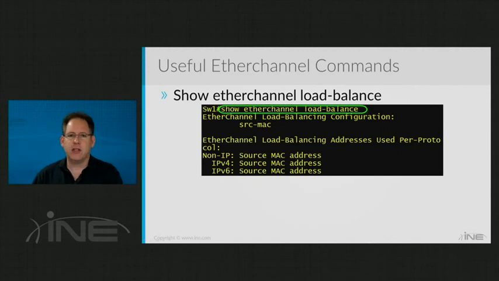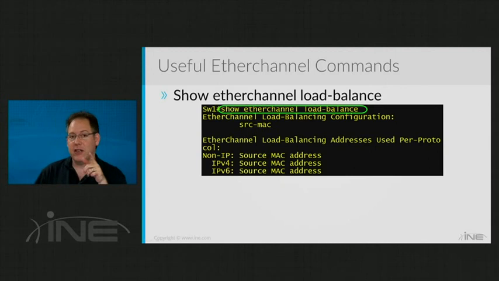As we can see here in this particular output, if we do show etherchannel load-balance, this is using the source MAC address. So it's going to take the source MAC address of every incoming Ethernet frame that needs to go across the channel, extract some bits, do like an XOR or something with those bits, and then based on that, select a particular cable.